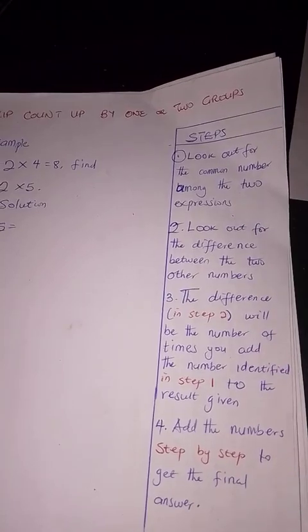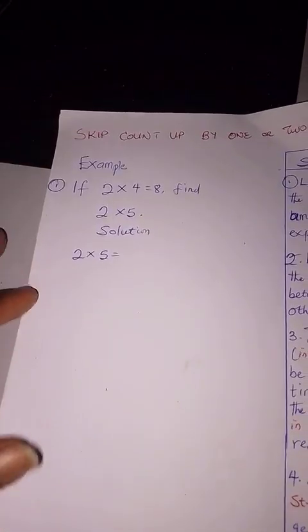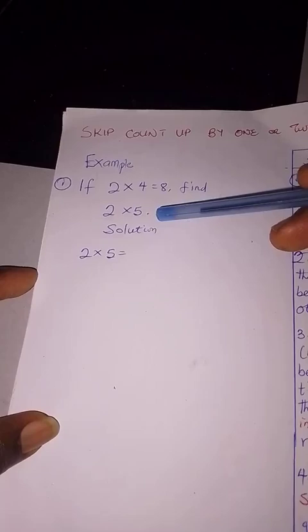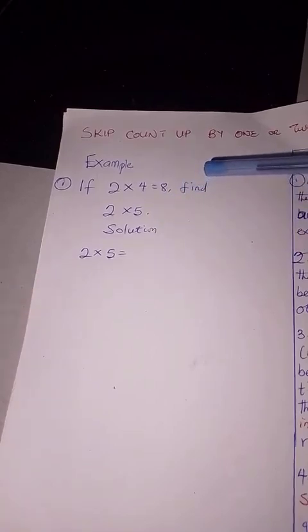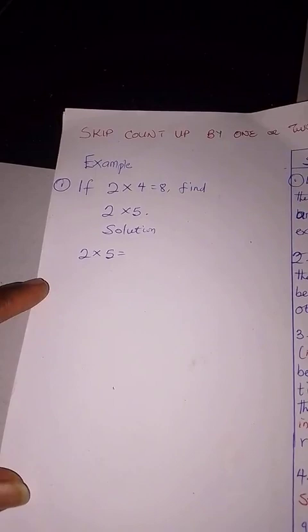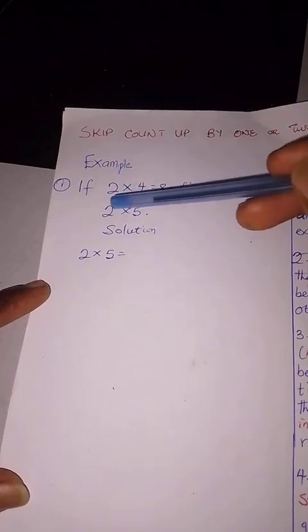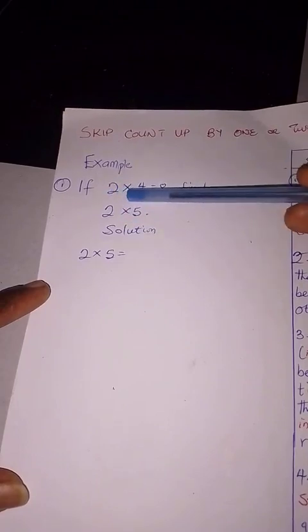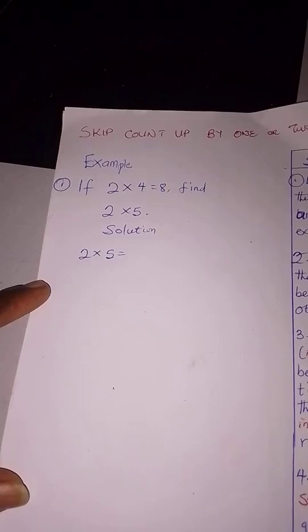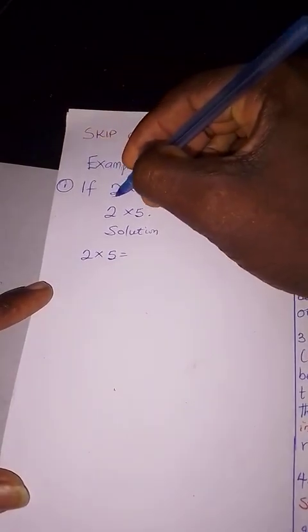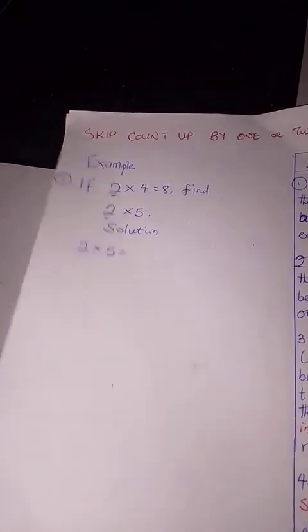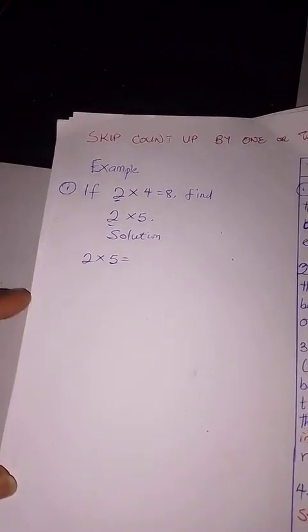And so without wasting much time, let's take our first example, which says if 2 times 4 equals 8, find 2 times 5. Alright, so step 1 told us to look out for the common number between the two expressions. So considering 2 times 4 and 2 times 5, what is the common number? We all bear witness today that it is 2. 2 is the common number between the two expressions. So we note it down.